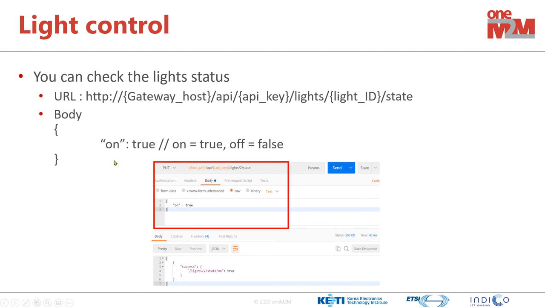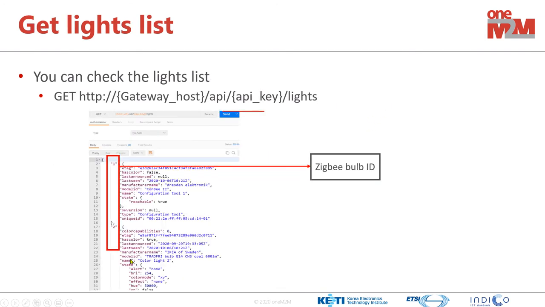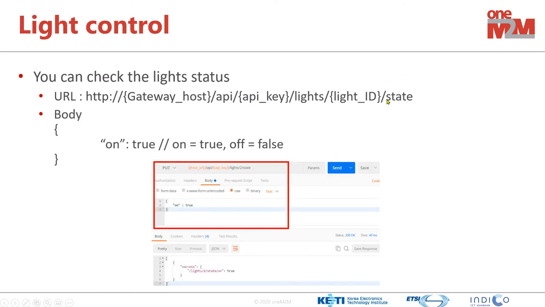And since the controllable properties are in the state property, like here, we put the key value for this state. You indicate the state in the URL and send the PUT request, with a body like: I want to change the property name "on" as true. So "on" could be true or false.